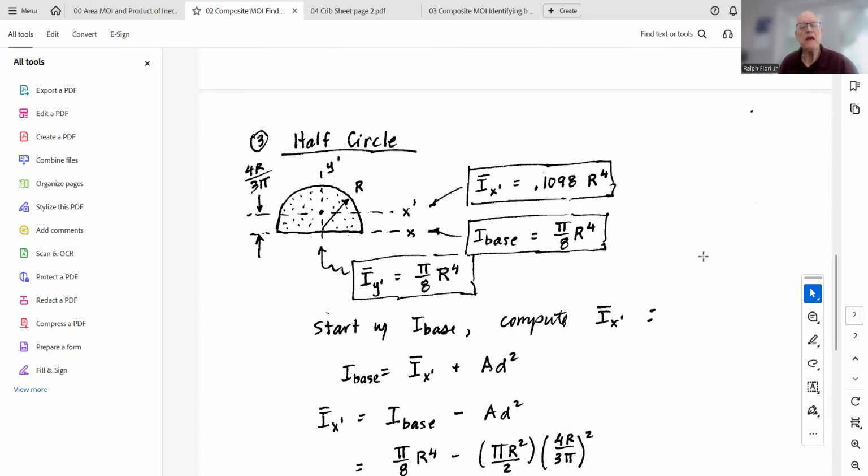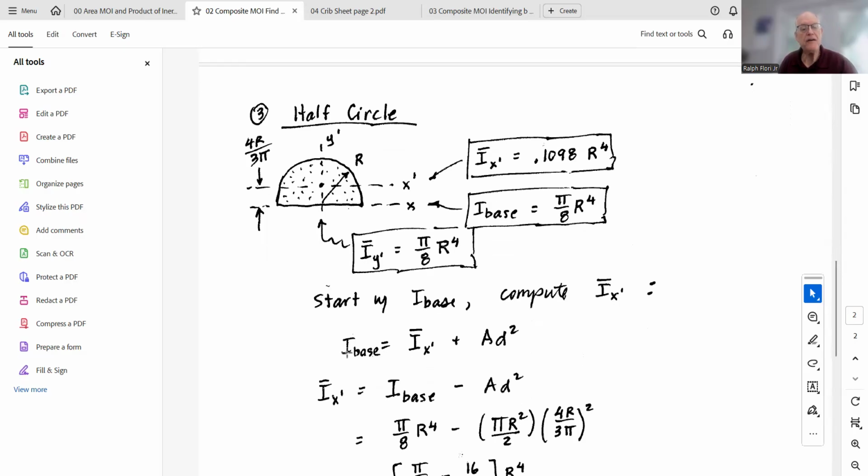For a half circle, I'm going to do the reverse of this. So I'm going to start with the I base. When you're integrating for these shapes, and I will actually talk you through doing the integrals of these common shapes in one of these videos, one of these days, you end up for a half circle with an I base which is a relatively simple formula: pi over 8 r to the fourth. I'm going to start with that and try to get an I bar about the centroidal axis. Remember, for a half circle, the location of the centroid is 4r over 3 pi. So that's the distance between the two axes.